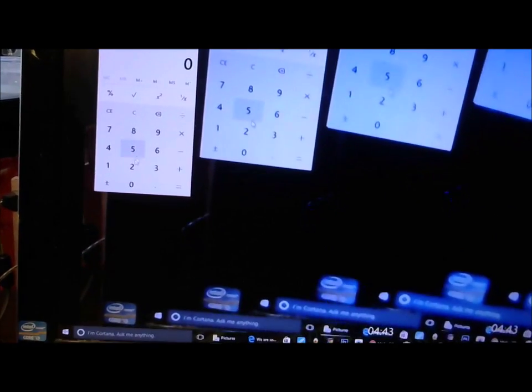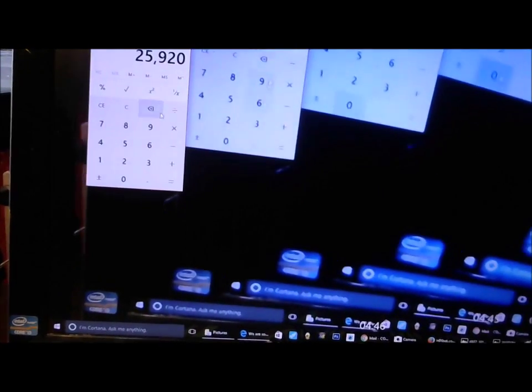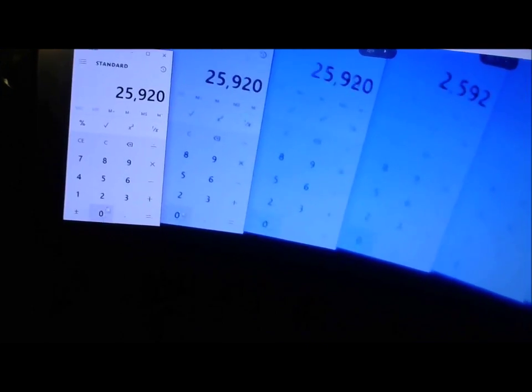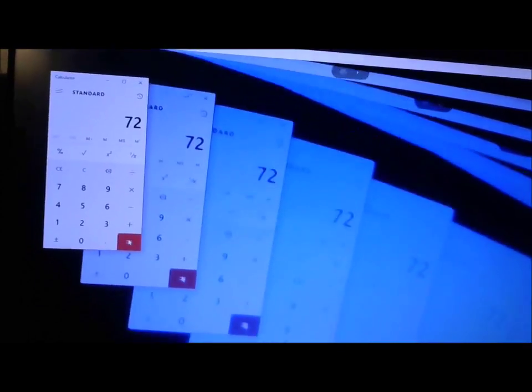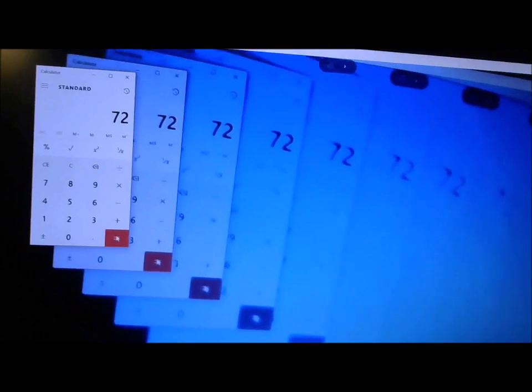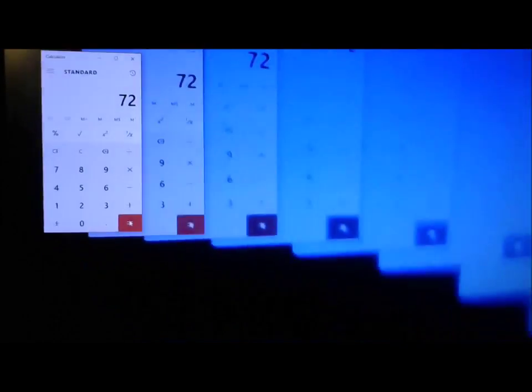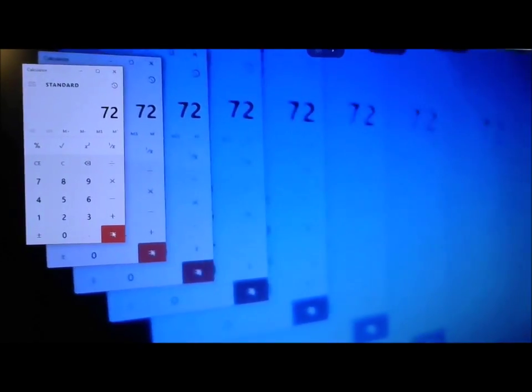So now we're going to cancel it. Now we're going to take 25,920 divided by 360 equals... whoa, something's wrong. 25,920 divided by 360 equals 72. 6 times 12, 72. 612, 216 hours of the Mayan count of every single calculation.